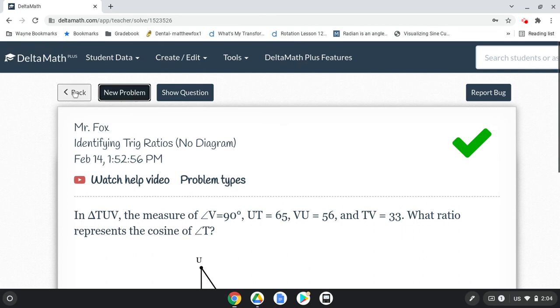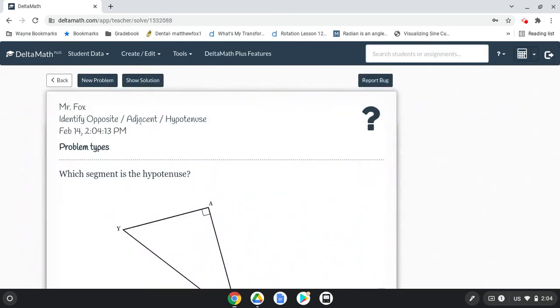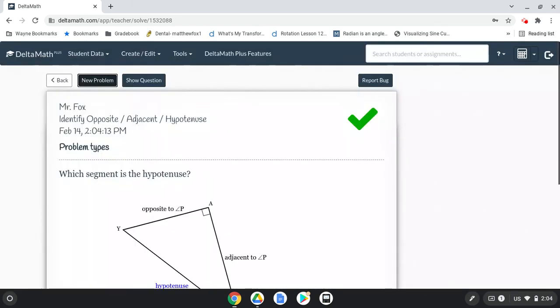Now, do several of those. You're going to have to draw the picture. The other type of question is very easy. It just says identify the opposite, adjacent, or hypotenuse. So this one says which segment is the hypotenuse. Hopefully you know. Opposite of the right angle, so YP or PY, same thing. We just submit and we're done.